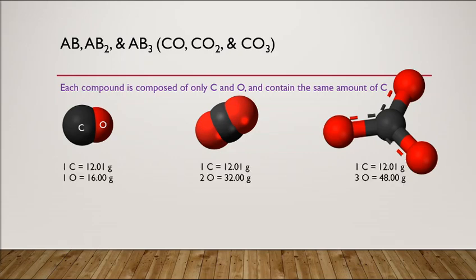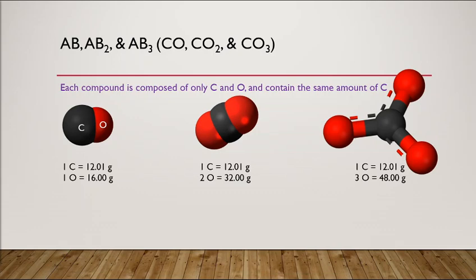To give you a better idea, I broke it down. Each sample contains 12.01 grams of carbon. In that previous slide, this is what I'm going to call my A. Each sample contains a different amount of oxygen, which should make sense because they contain different numbers of oxygens. As the law of multiple proportions states, the amount of B that interacts with a fixed amount of A, or the amount of oxygen that interacts with a fixed amount of carbon, will be related to each other by a whole number ratio.